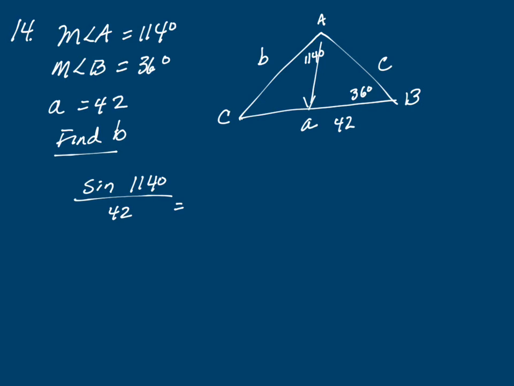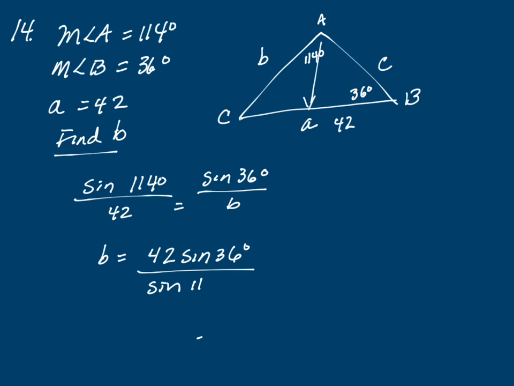Let's just say that the sine of 114 degrees over 42 is equal to, I want B, so the sine of 36 degrees over B. So B is equal to 42 sine of 36 degrees over the sine of 114 degrees, and I get 27.0 for the length of the side.